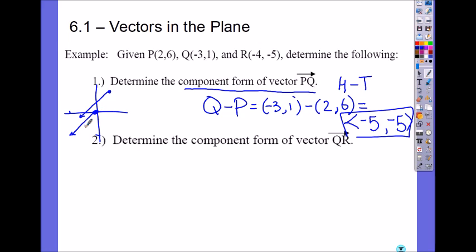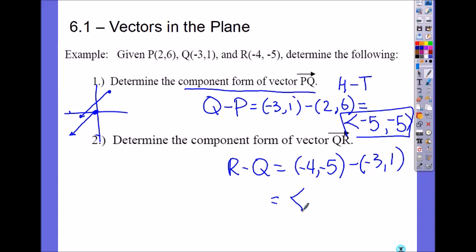So number 2, determine the component form of vector QR. What's the head of vector QR? Whatever is under the arrow is the head. So it's R minus Q. So R is -4, comma -5 minus Q, which is -3, comma 1. So now for the component form, make sure you change it to carets. -4 minus -3 is +3, so we get -1, comma. -5 minus 1 will be -6. That's the component form of vector QR. Okay, just remember head minus tail.